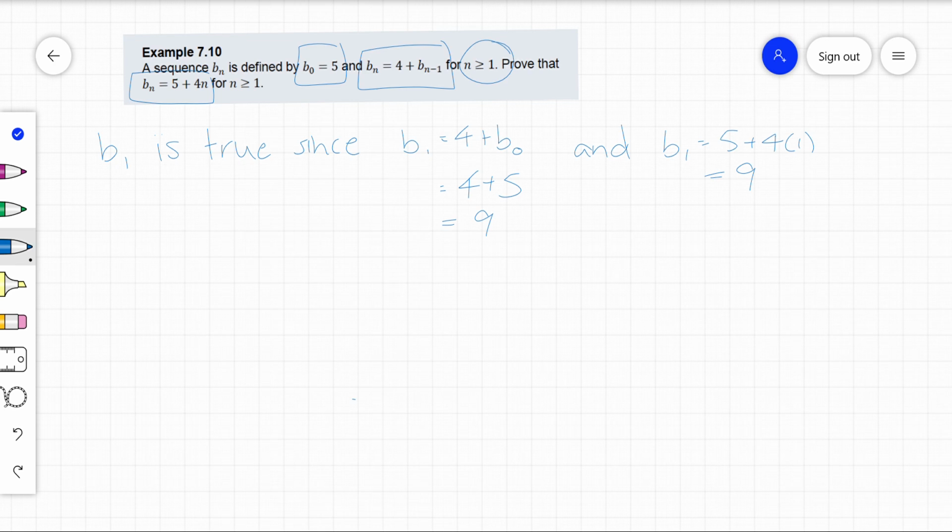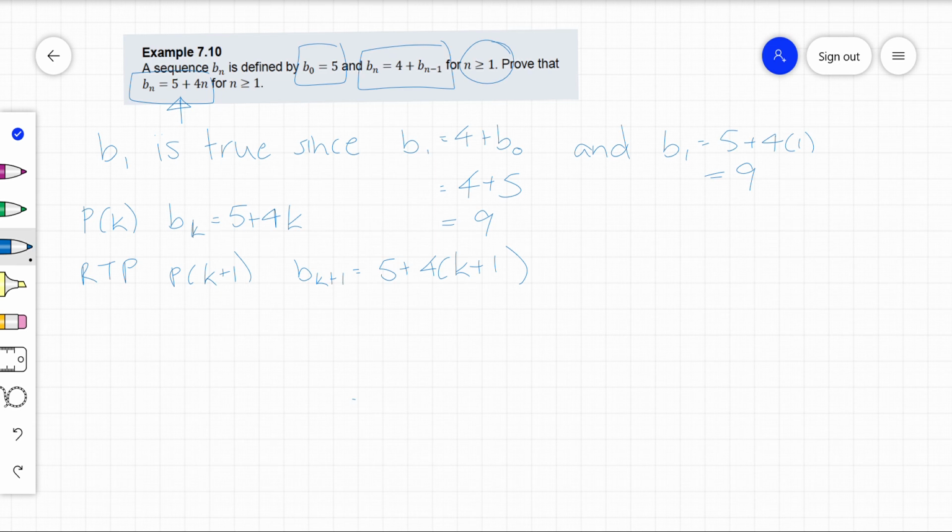So it's true. Our assumption then would be that P of k is true for some arbitrary integer k greater or equal to 1, then B of k is what we'll be looking at. So B of k is 5 plus 4k. Alright, so what are we required to prove? We're required to prove P of k plus 1. That would be that B of k plus 1 is equal to 5 plus 4 lots of k plus 1. That's what we're trying to prove.